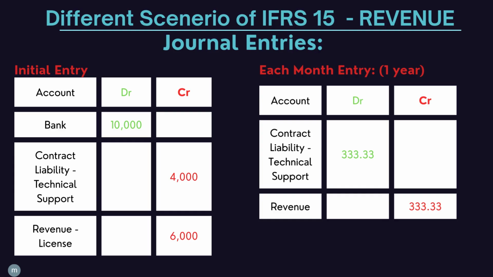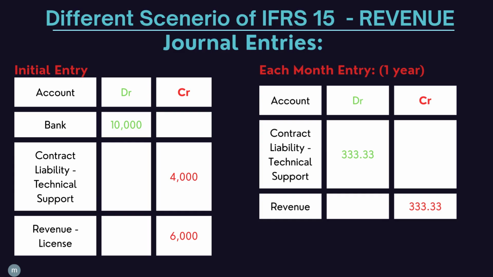So here is how the journal entry is going to look. On day one, when the company receives the entire amount of $10,000, the entry is going to be bank debit 10,000, contract liability 4,000 credited, and revenue for license 6,000 credited, because the license has already been provided to the customer. The control has been passed on, so it is good enough to be classified as revenue. For the contract liability, we still have not given the customer the required technical support. The 4,000 is going to be the liability.